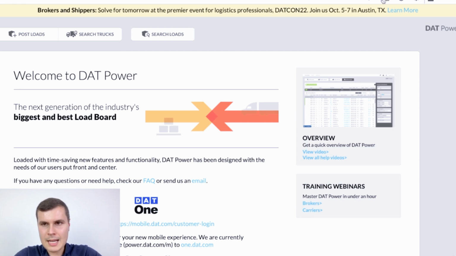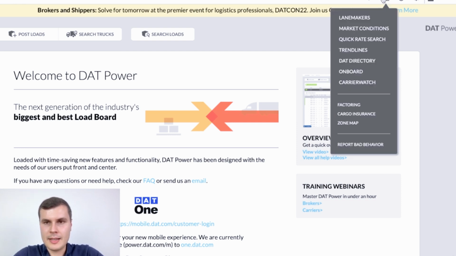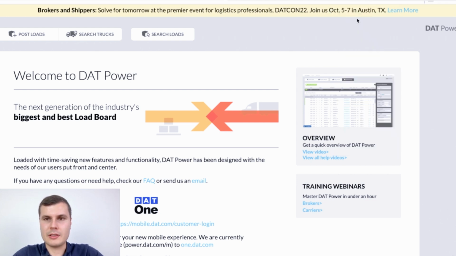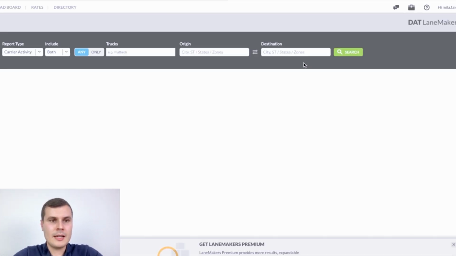So I have this little briefcase here, and this is called tools. These are the tools available with a paid subscription of DAT. So I'll go through each one of these. First one is Lane Makers. Let's click on it. This is a very interesting tool.